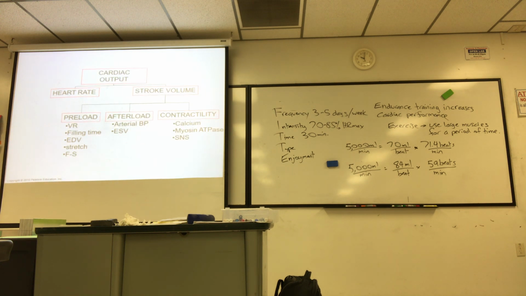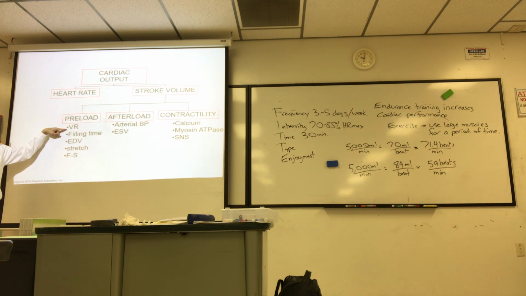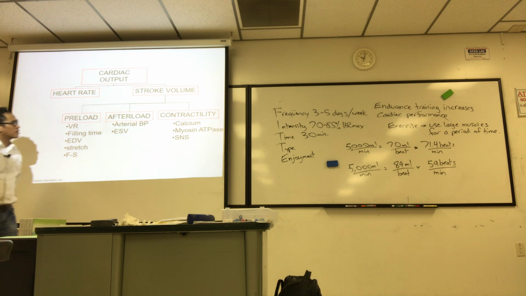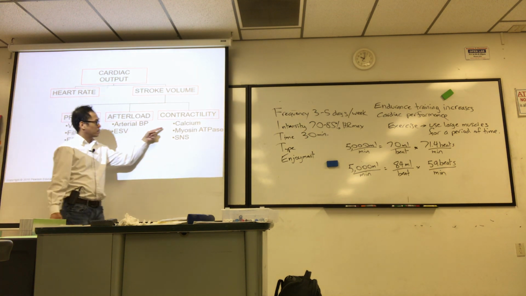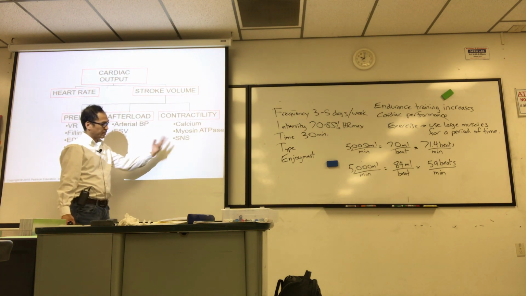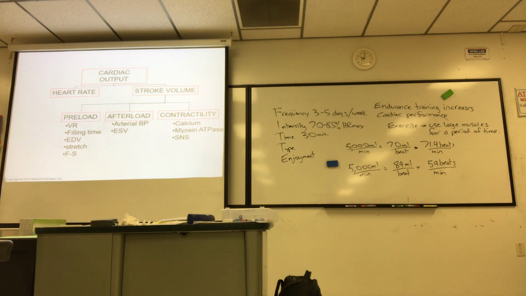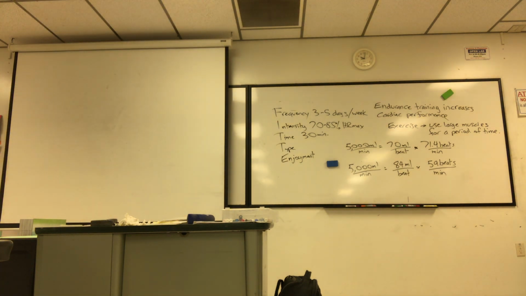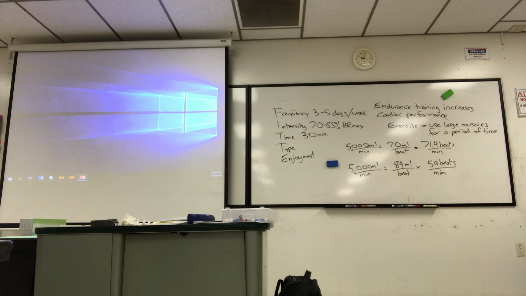So here's a summary of everything we talked about. Here's all the things I talked about for preload. That's venous return. Okay, that's Frank-Starling. For contractility, that's the sympathetic nervous system, in case you're wondering what my abbreviations are. Okay, so that concludes the material for your test.